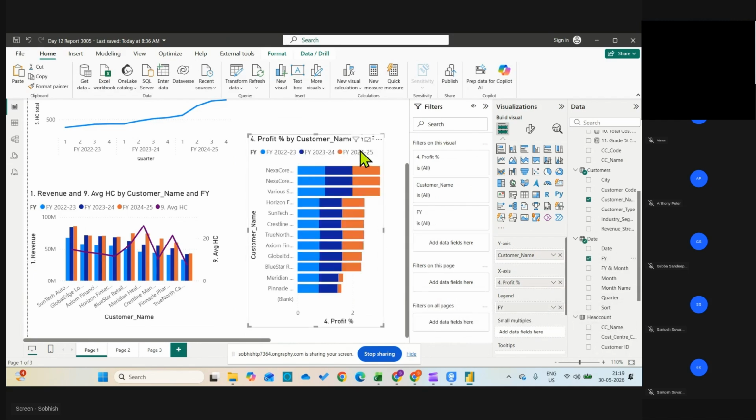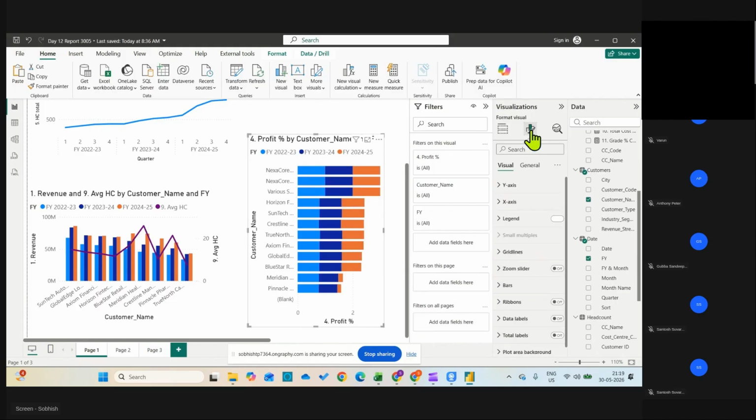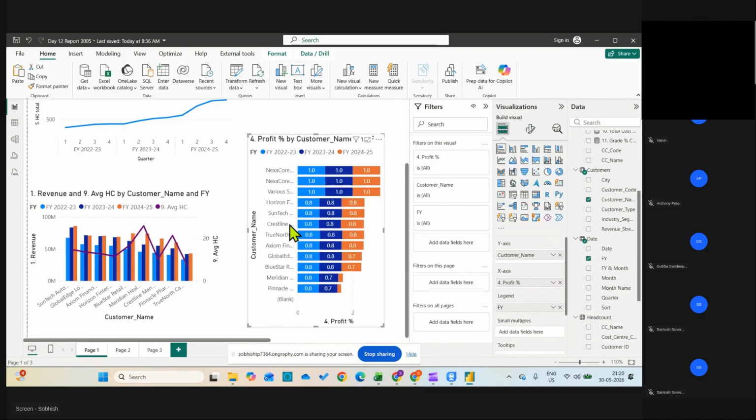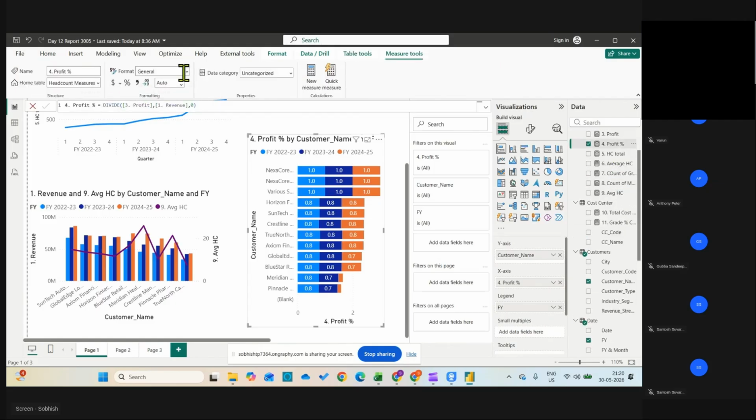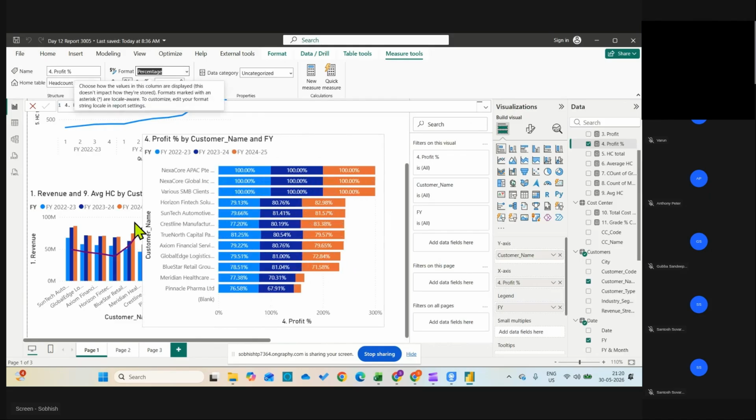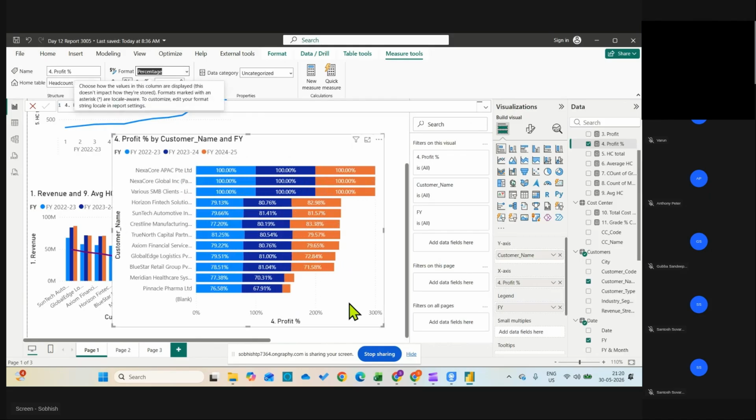Now look at this. If you put the data label, I go to the format and enable the data label. We cover the formatting later, but look at these numbers. Let us change the profitability to a percentage here. It's general, it should be percentage. Now look at this. Do you see anything wrong? And again, we should remove the Nexacore from here also.